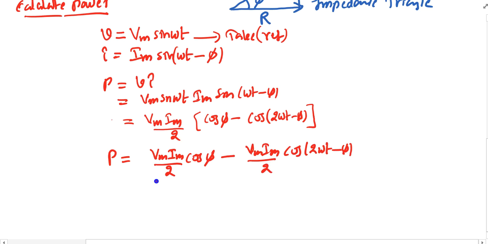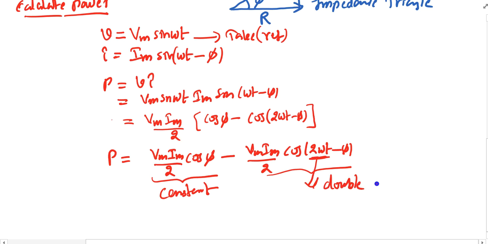I can say the first is a constant term, because it does not vary with time, but the second is not constant; it is varying with time. Here the frequency is double the frequency. It means my power is oscillating at twice the fundamental frequency. We have already seen this in the earlier case.